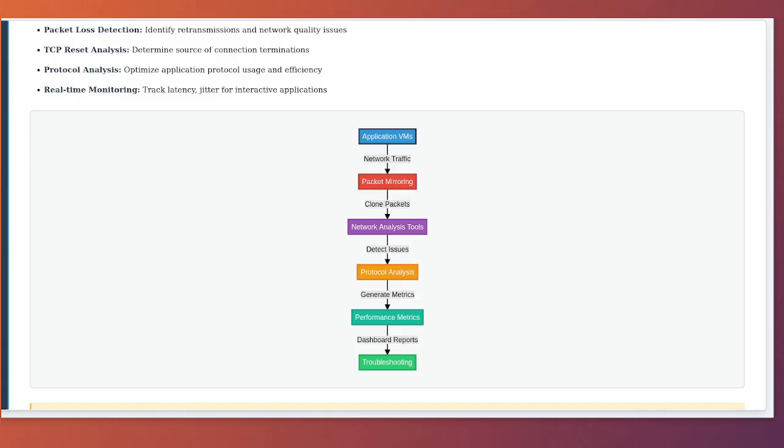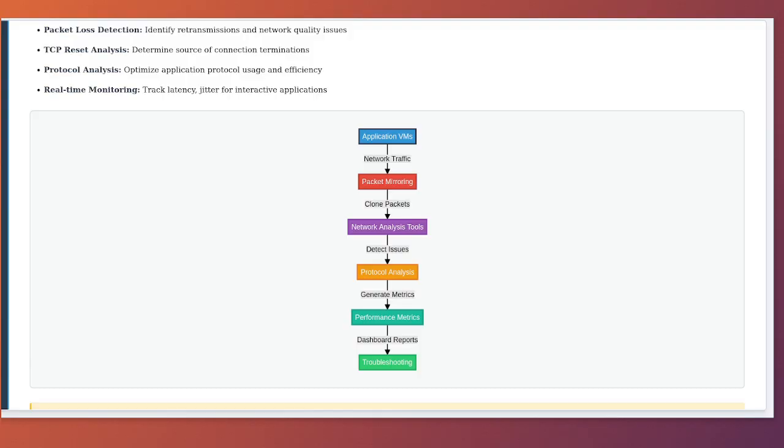These mirrored packets flow to network analysis tools, shown in the middle of the diagram. These are specialized applications that can examine packet timing, identify retransmissions, detect packet loss, and measure actual network latency. One specific problem these tools can detect is packet loss. When packets are dropped somewhere in the network path, TCP will retransmit them. By examining mirrored traffic, network engineers can count retransmissions and identify lossy network paths. High retransmission rates directly impact application performance, causing slow response times that frustrated users report.